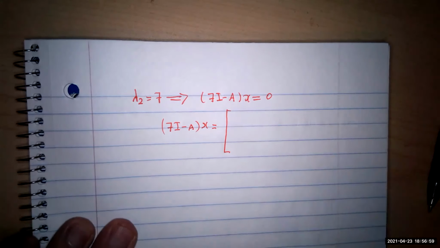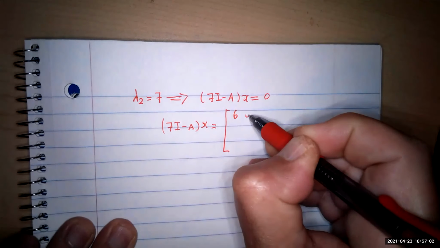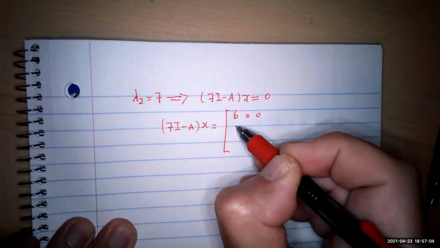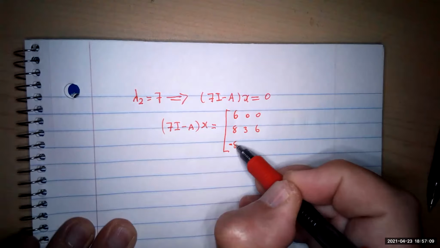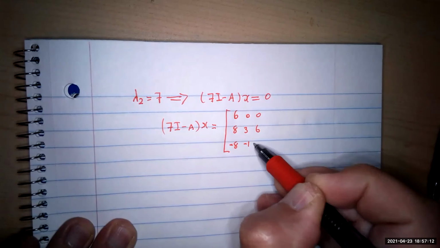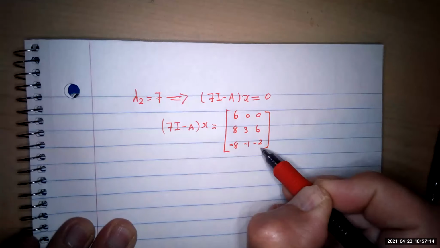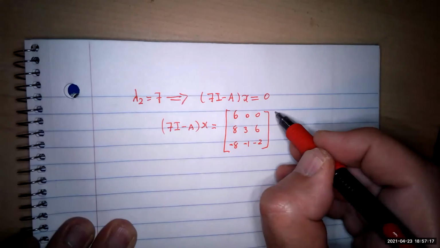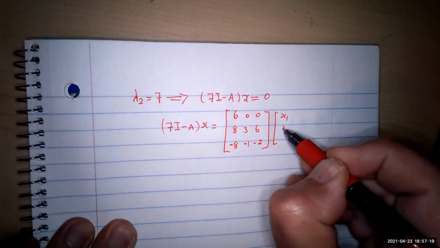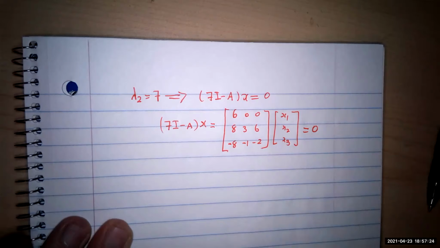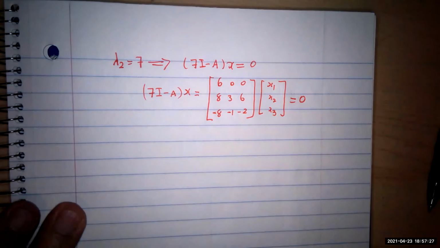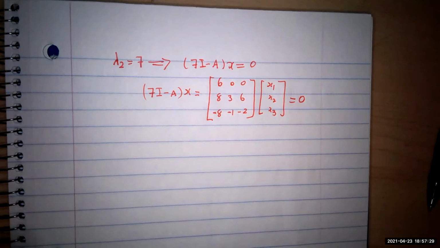So if we put the 7, that gives us 6, 0, 0. This would be 8, 3, 6. And this is going to be negative 8, negative 1, negative 2. Okay, negative 2. And we have a matrix, and a vector x1, x2, x3 equal to 0. Okay, do the same thing. Take this matrix out, change it to the row echelon form, and pick your vectors.